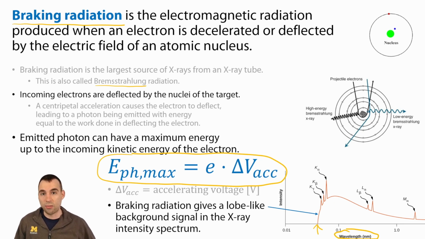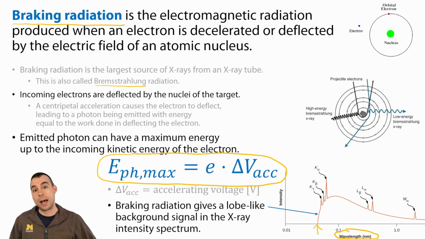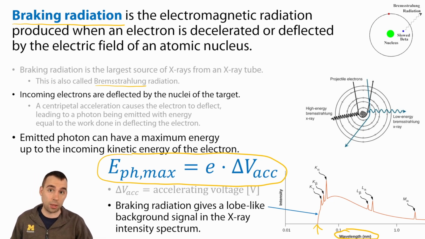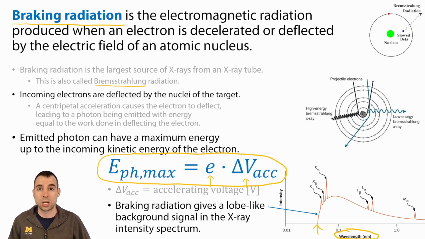The lowest wavelength would correspond to the highest possible energy photon that we could get from this process, and that can ultimately be calculated based on the accelerating voltage that we send these electrons toward the target at. We accelerate electrons, which have a charge of e, using an accelerating voltage ΔV acceleration, and that leads to the ultimate maximum amount of energy that a photon could have from this braking radiation. But we could have a range of energy values by this braking radiation process.